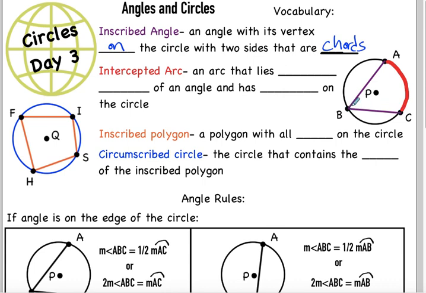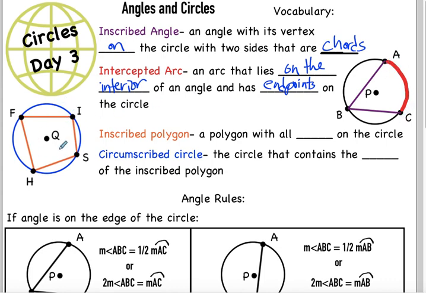Notice how the vertex is on the edge of the circle. That is what is called an inscribed angle. The intercepted arc is this red portion here. It is an arc that lies on the interior of an angle and has endpoints on the circle. So that is arc AC there.